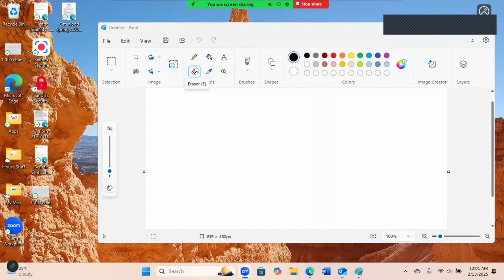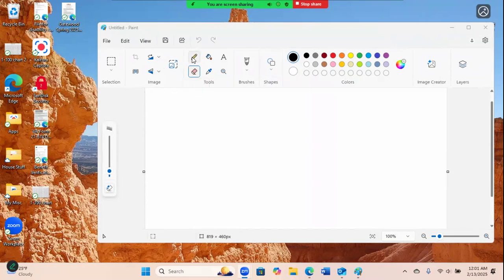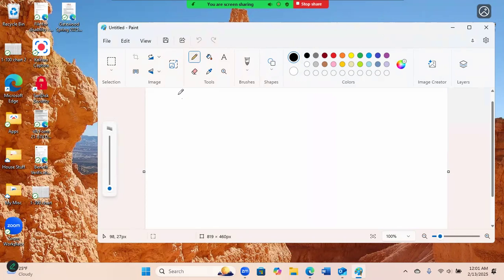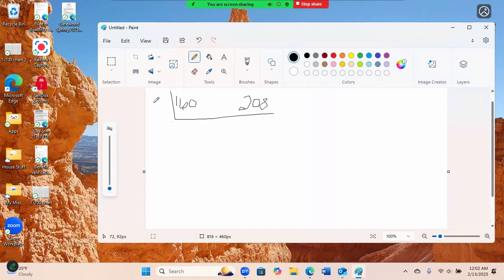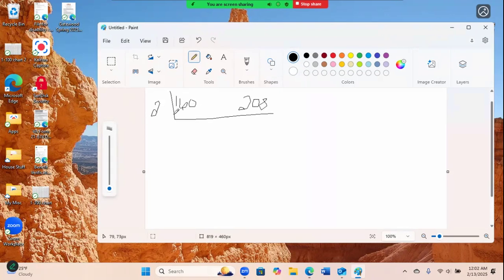Okay, so we are trying to find the least common multiple and the greatest common factor of the numbers 160 and 208 by using the ladder method. So 160 is our first number, and then 208 is our second number. So the ladder method, we're just doing the lowest multiple to figure out. So the 2 is divided into 160 and 208, and it is the smallest one.